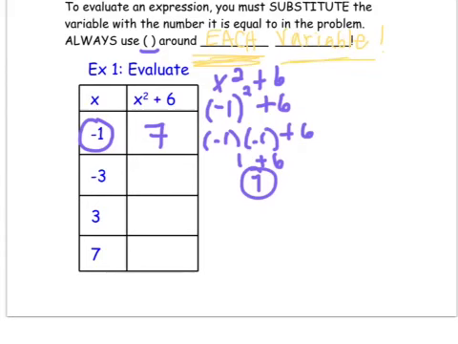Good job. You guys get a little star. I'm going to give you a different star later. Okay, on to the next one.